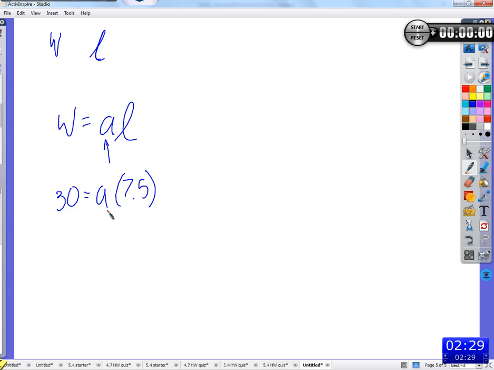How do we figure out what A is? Divide both sides by 7.5. So 30 divided by 7.5 is 4. Okay. A is 4. So what is the equation that relates W to L? If I have L, I can figure out W. What equation gives me that?